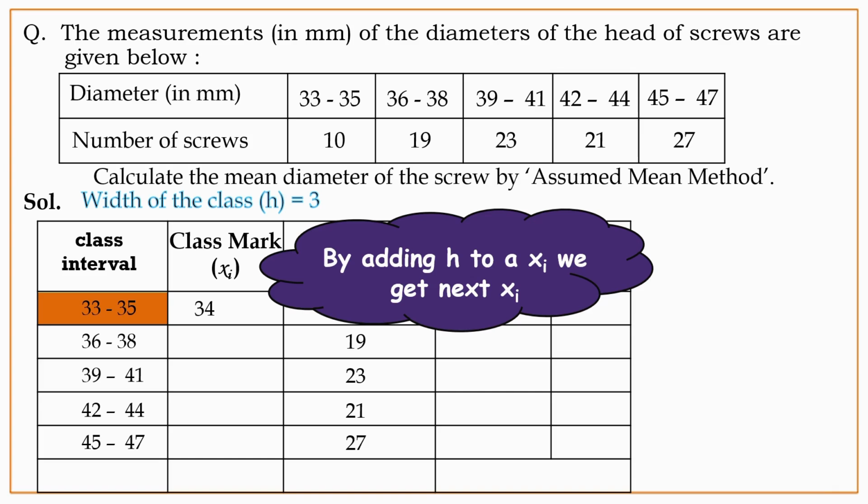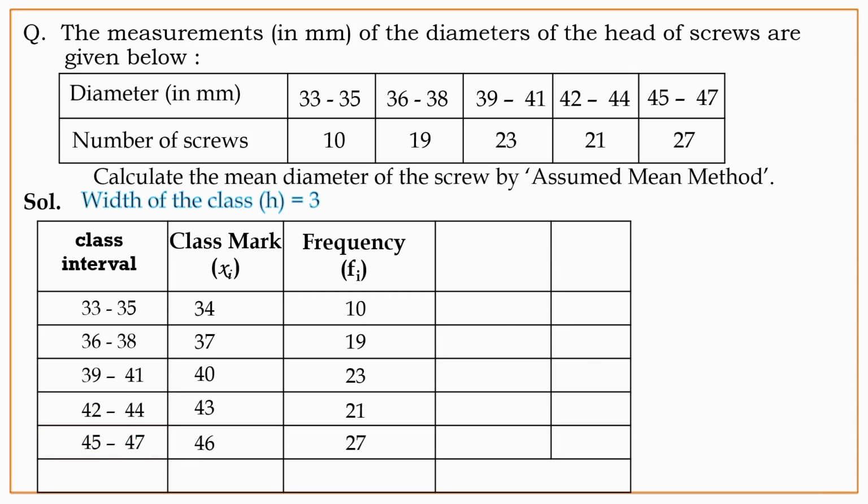We know that whenever we are doing the direct method, if we get the first class mark, then we can just add the class width to get the next class mark. So 34 plus h, that is the class width. If we add it, we will get the next class mark. Correct? Okay. Now coming to the third one, just add 3. Again we add 3, and finally we add again and get the last class mark.